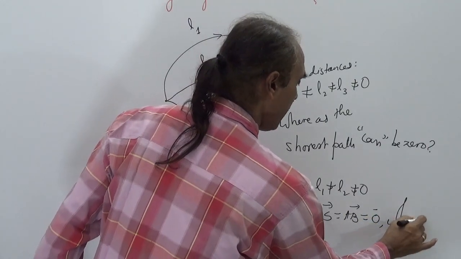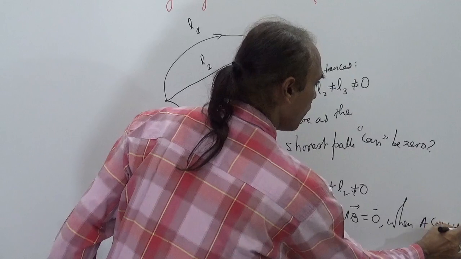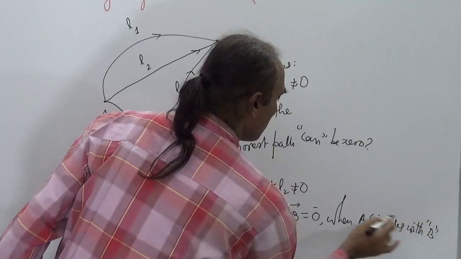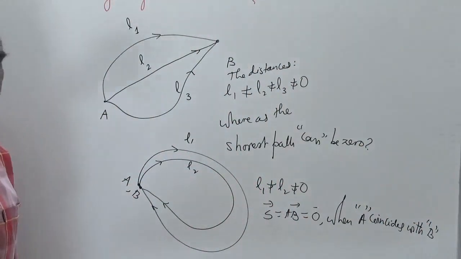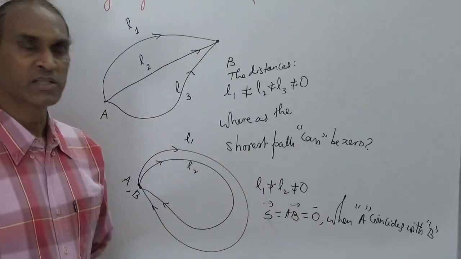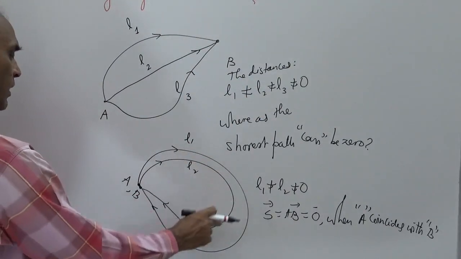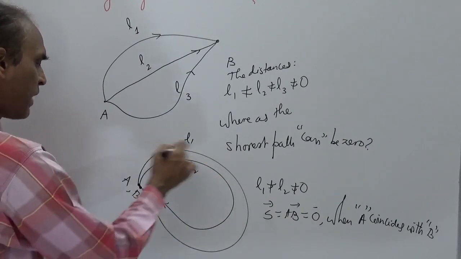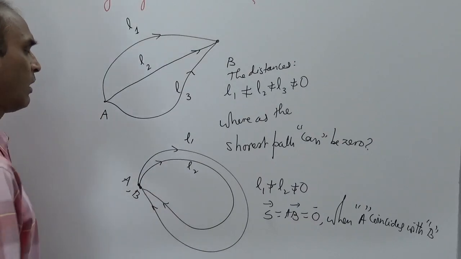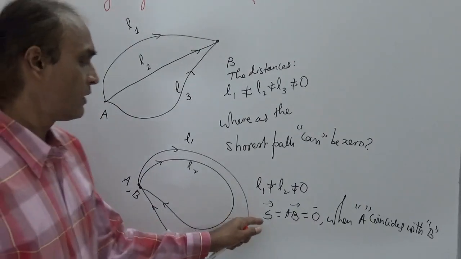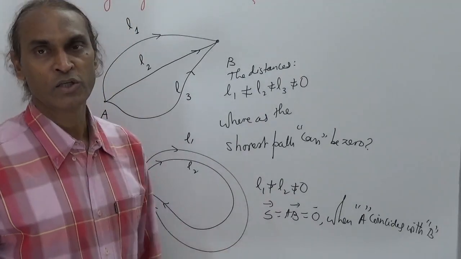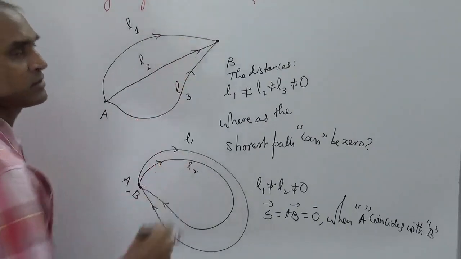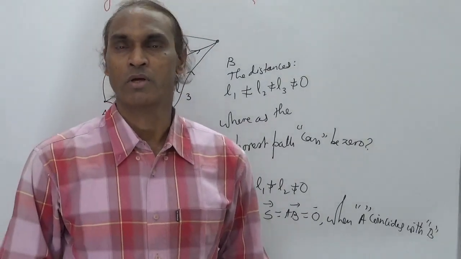When A coincides with B, the initial and final positions, the starting point and the destination, coincide. I mean, the moving point, or the object or the particle, comes back to its original position. In that case, the displacement can be 0. However, distance can never be 0 for a moving object. Now I think this answers your question.